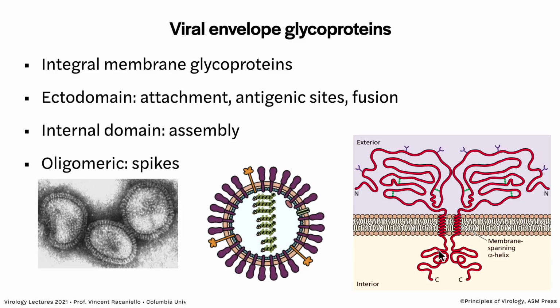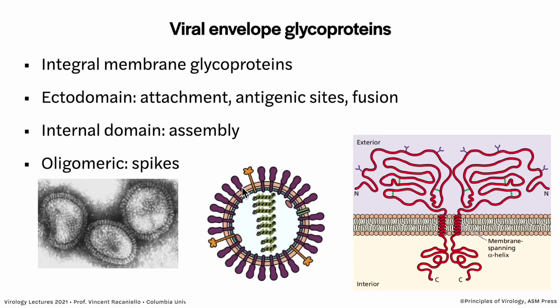Now, these proteins are typically oligomeric. They're typically trimers. And when they were first seen in the electron microscope, here's an EM of influenza virus, they look like spikes. So that's what they're called. And now everybody in the world knows spike, right? Because all the vaccines are based on SARS-CoV-2 spike. And that's what a spike is. In the EM, it looks like a spike, and you can see that clearly in the influenza virus picture.